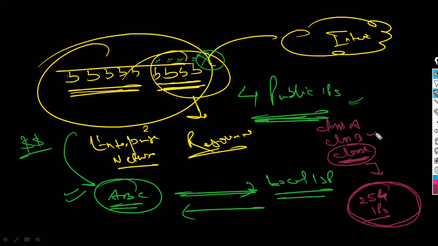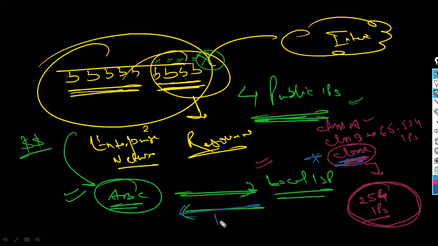Class B is big and A is very big, right? Even class B has 65,534 IPs in a single network. Now, what is the problem here? You approached a local service provider saying that you need 4 public IPs. Obviously, the service provider will choose class C. Why class C? Because class C is the smallest network, and it will provide 4 IPs.